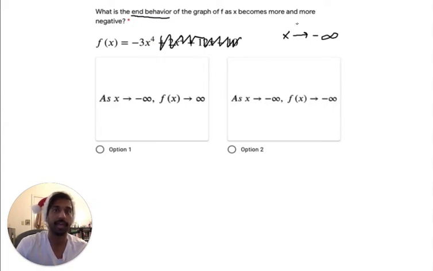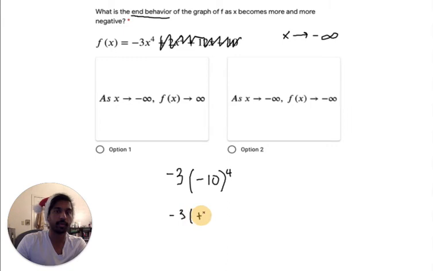Well, what's going to happen as x becomes more and more negative? Well, as x becomes more and more negative, anything negative to the power of 4, we can write this out over here. We can think of negative 3 times something negative. I'm just going to put a fake number, negative 10 to the power of 4. Well, that negative number, because it's to the power of 4, is going to become positive. So it's going to be negative 3 times some positive number. Well, what happens to a positive times a negative? Well, negative times positive is negative.